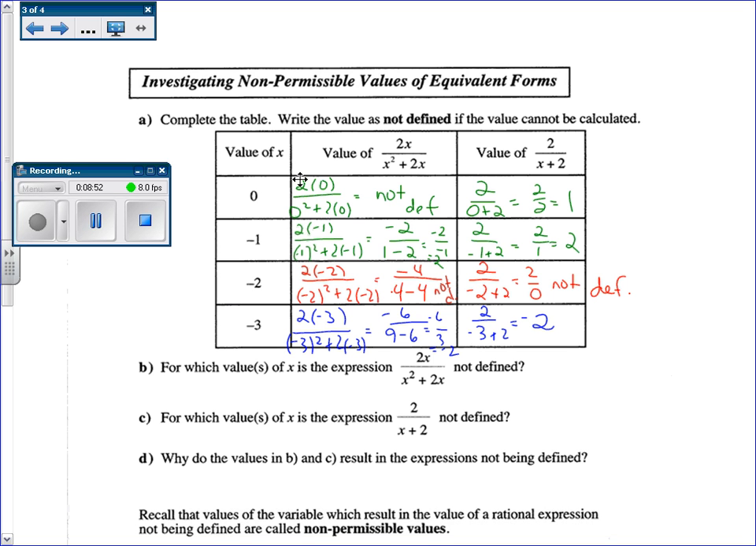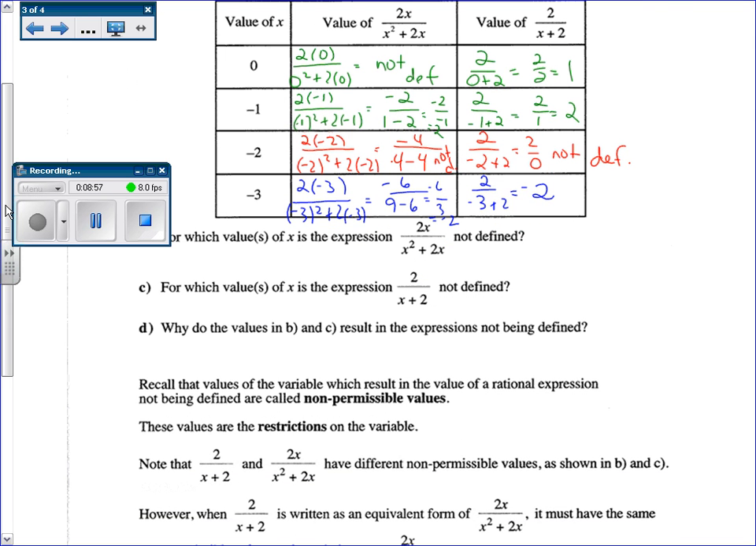So 2x divided by x squared plus 2x is not defined for x equals 0 and for x equals negative 2. 2 over x plus 2 is not defined for x equals negative 2. Okay. And they result in expressions being not defined because they result in division by 0, which you can't do.